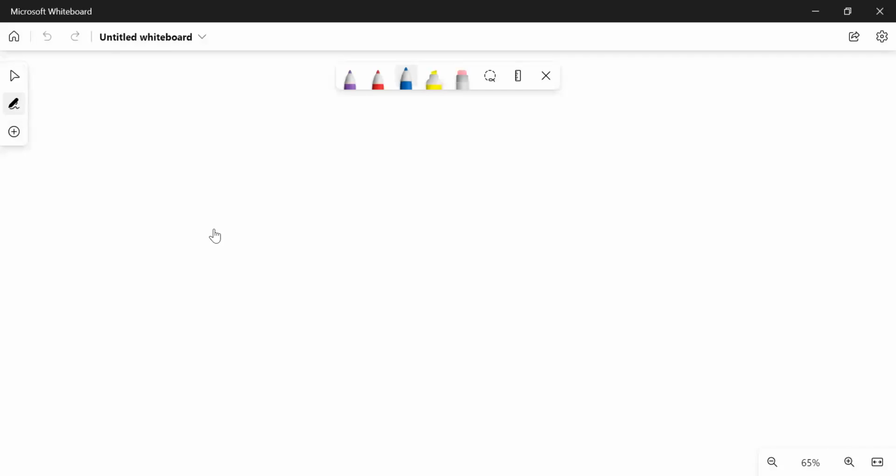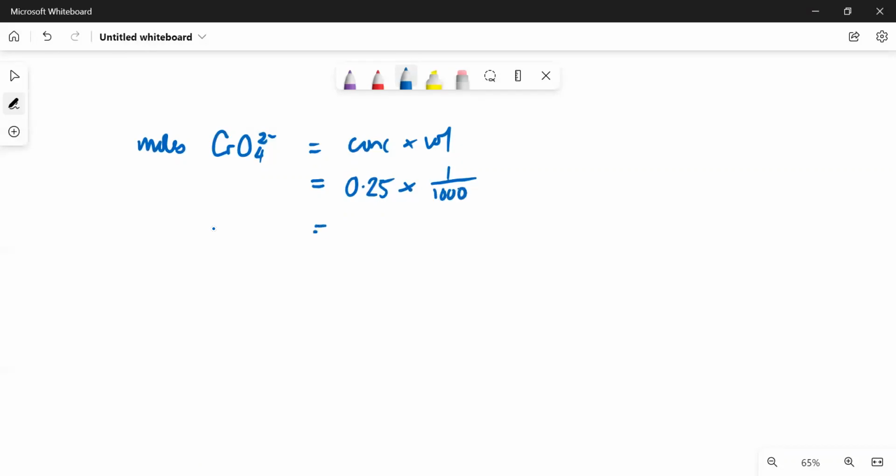Right, so the moles of the chromate, that's better, is equal to the concentration of the chromate indicator multiplied by the volume. The concentration of the chromate was 0.25, and we added 1 centimeter cubed of it. So that gives us the moles of chromate we have added is 2.5 times 10 to the minus 4 moles.